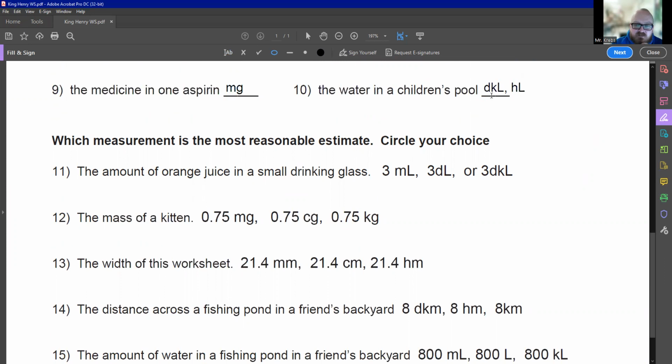Well, we talked about deciliters and how that's like the amount of water in a kid's pool. So unless you really like orange juice and you're breaking some kind of world record, you're probably not going to be drinking 3 deciliters of orange juice. Same thing with milliliters. That's a couple drops. So really the one that makes the most sense here is the deciliter.